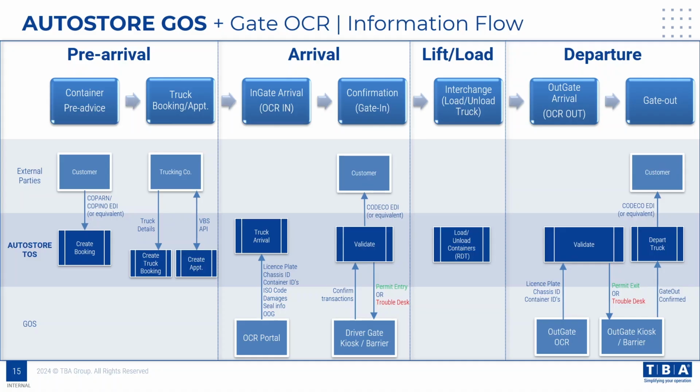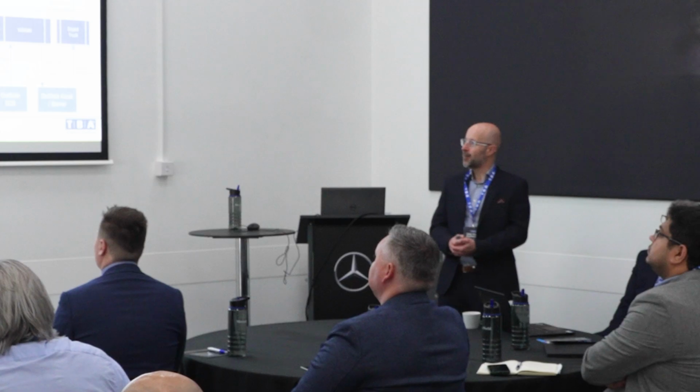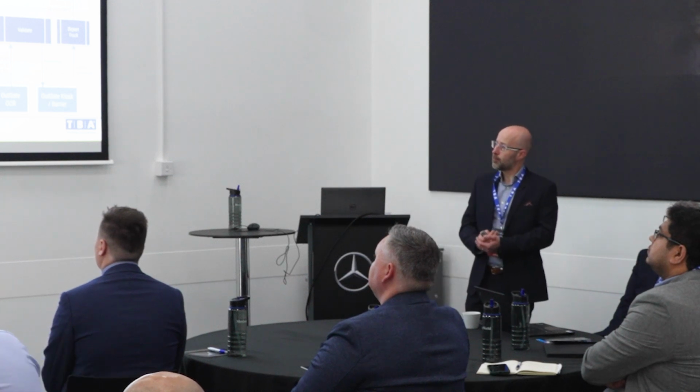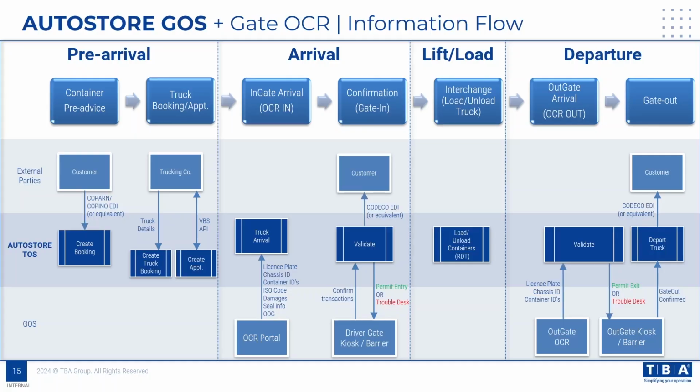So working from the pre-arrival stage, of course the first TOS knows of the container is we receive some pre-advice, usually could be a COPARN message or a CODECO for an empty delivery. But of course, there's variants on that as well. It doesn't have to be standard EDI. Using that information, AutoStore creates the booking for the container.